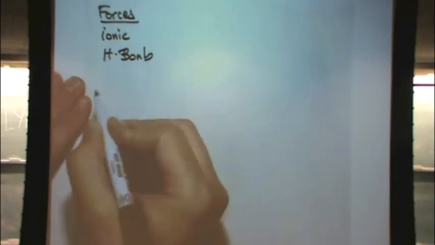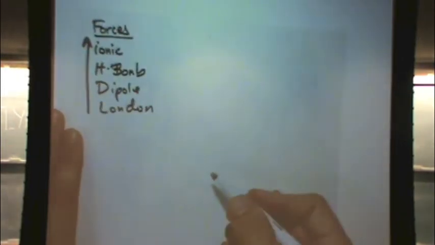Okay, there's 4 forces that I want you to be familiar with, and that's the ionic. This is really an intramolecular. And then there's the H bond. And the dipole. This is a permanent dipole. And then London. So you want to know those forces. You want to know that they increase in strength going this way. So ionic is the strongest, and I've listed them in order. You'd want to know that.